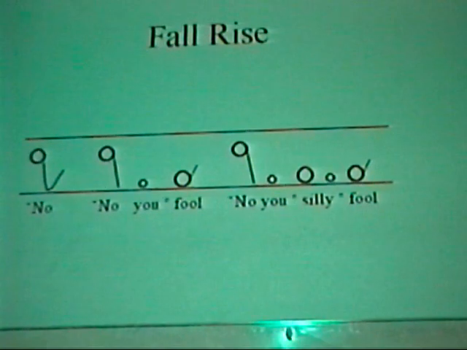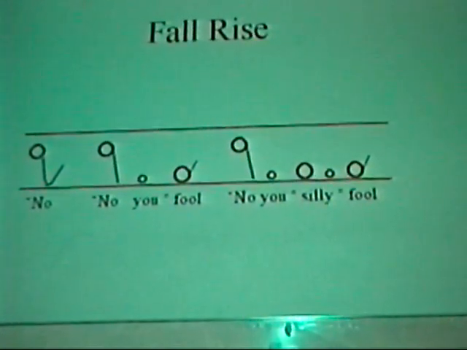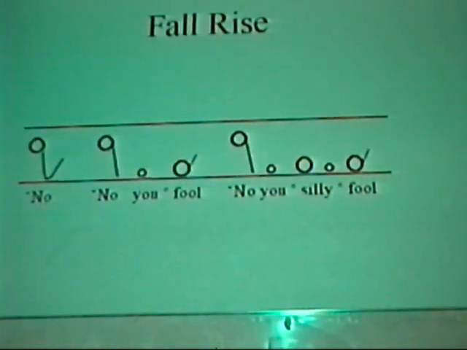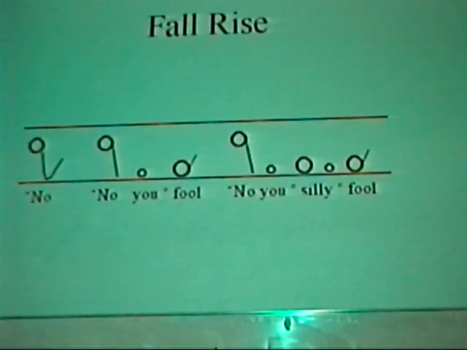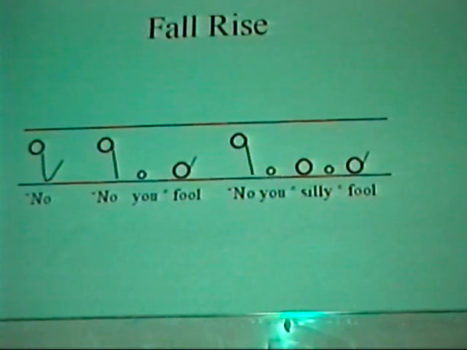Turn back to page 1. Look at the high falls again. I'm not going to put it up on here because I'll get lost, but look at it on your handout. Now look at the full rises. Very, very similar for "No, you fool" and "No, you silly fool", except for the last syllable. So if I say "No, you" and stop, you don't know whether it's a high fall or a full rise until I do the last syllable. And if I say "No, you fool", that was a high fall. If I say "No, you fool", that was a full rise.